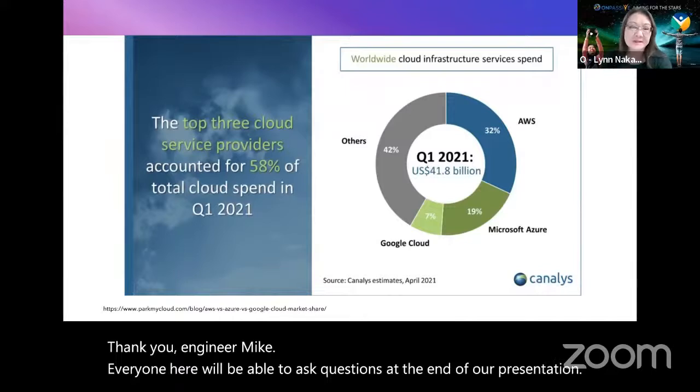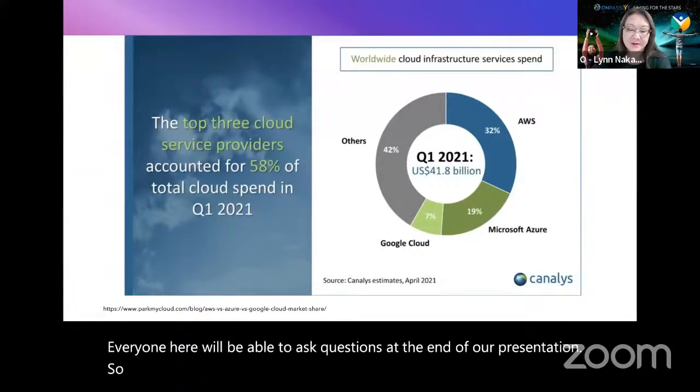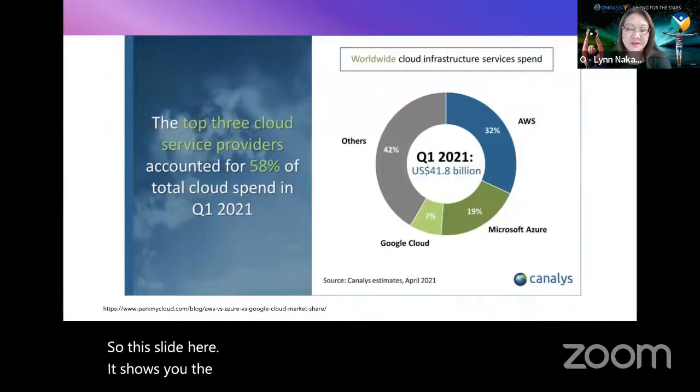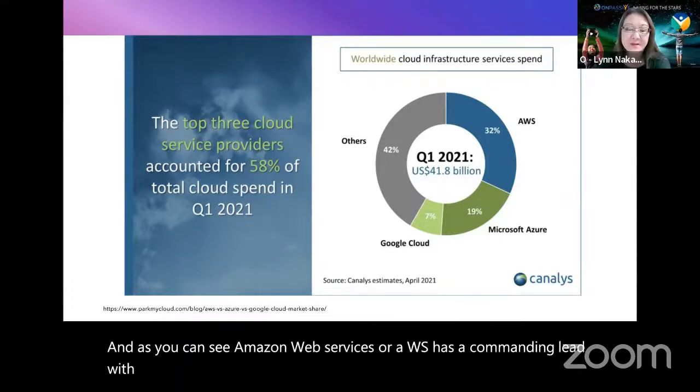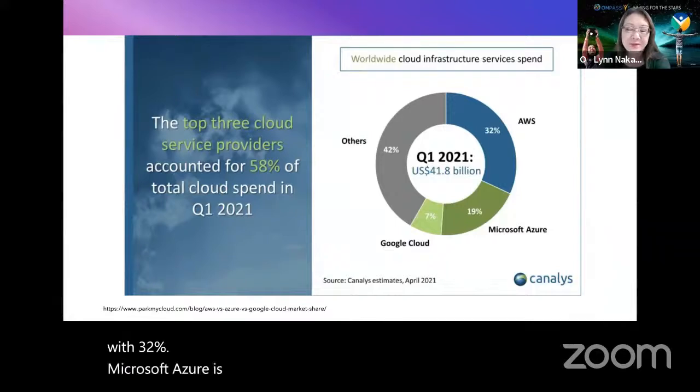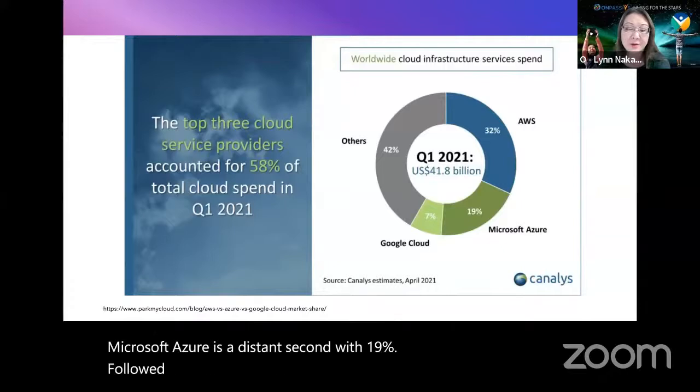This slide shows you the market share of the leading cloud service providers. As you can see, Amazon Web Services, or AWS, has a commanding lead with 32%. Microsoft Azure is a distant second with 19%, followed by Google Cloud, which has just 7%.